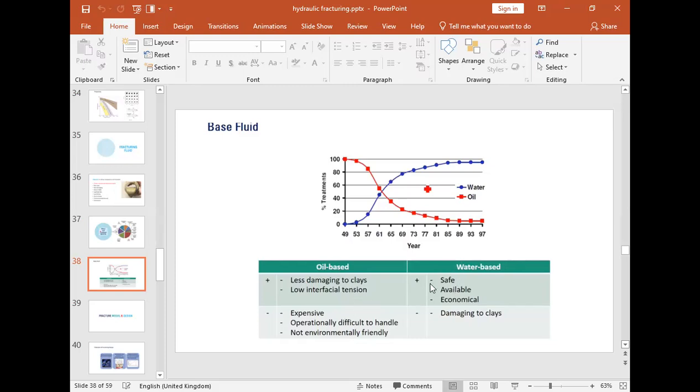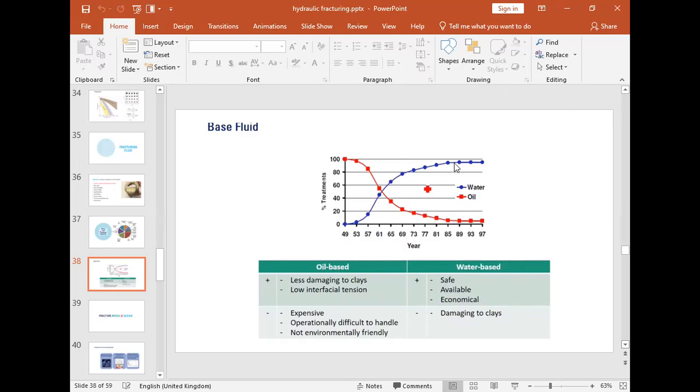Generally, our water-based fluid is safe, it is available, and it's economical. Our oil-based fluid is very, very expensive. That's a disadvantage of it. It has a low interfacial tension, which means it can easily flow within the system, and it is less damaging to clay. Oil will always damage, water will always damage scale. So each of them has its advantages and its disadvantages.